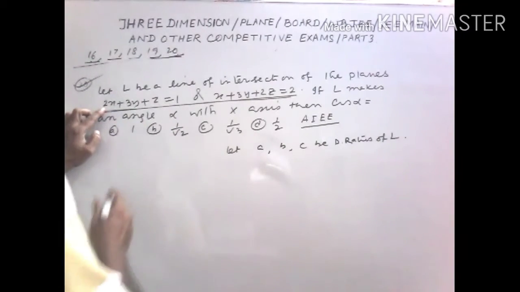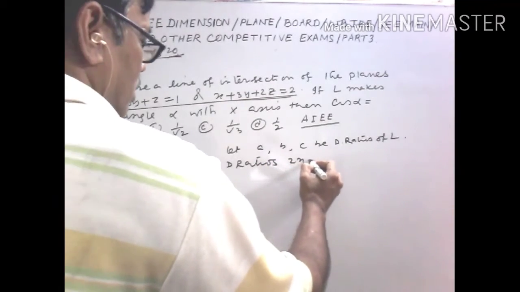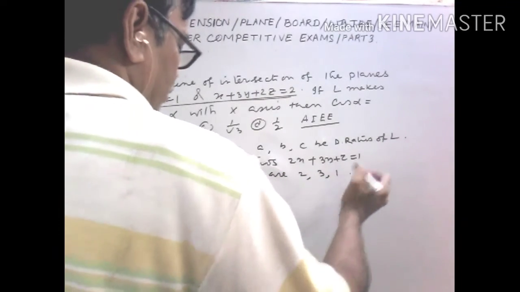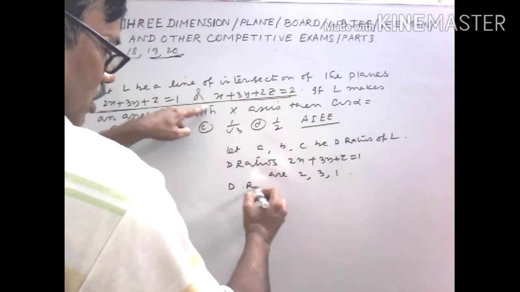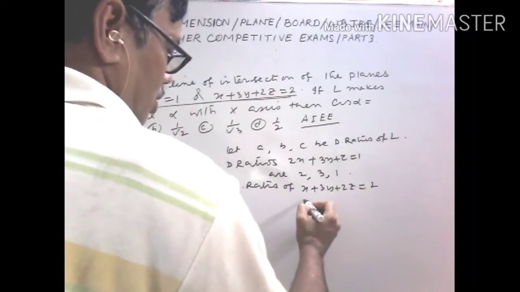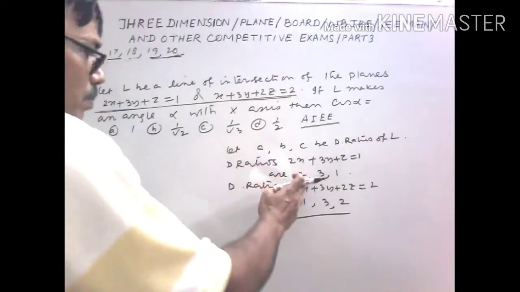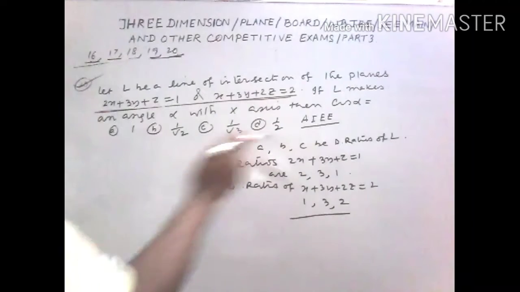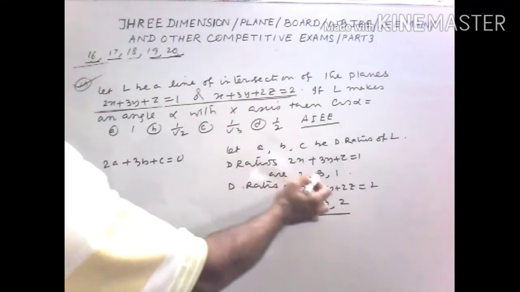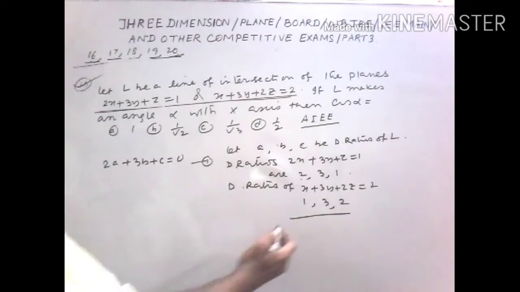So the d ratios of the plane 2x plus 3y plus z equals 1 are 2, 3, 1. And the d ratios of x plus 3y plus 2z equals 2 are 1, 3, 2. So the line and the normal of the plane are perpendicular. So what are we getting? The first condition is 2a plus 3b plus c equals 0, that is 2 into a, 3 into b, 1 into c. This is, suppose, our equation number 1.